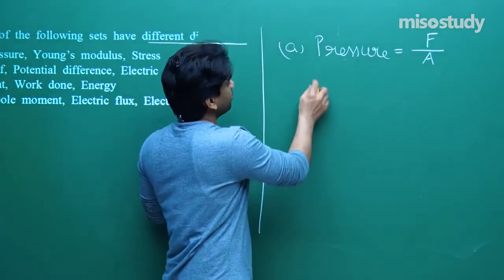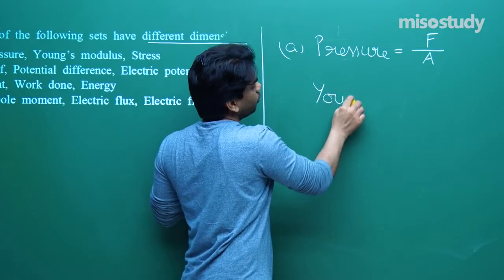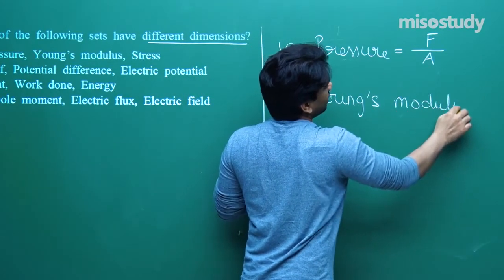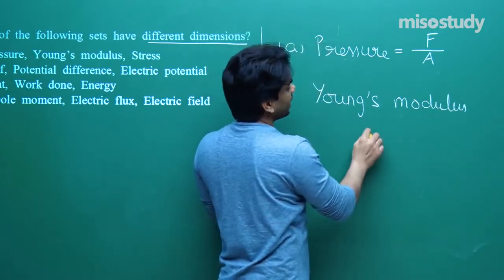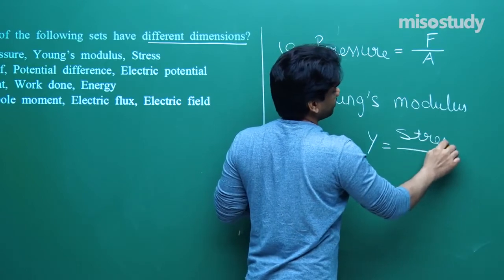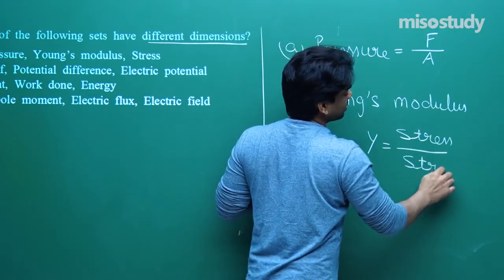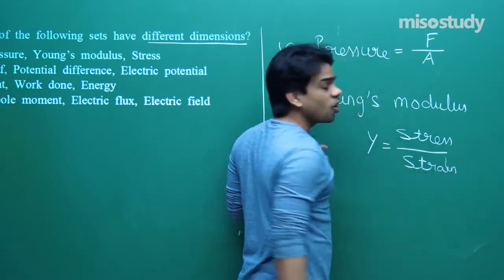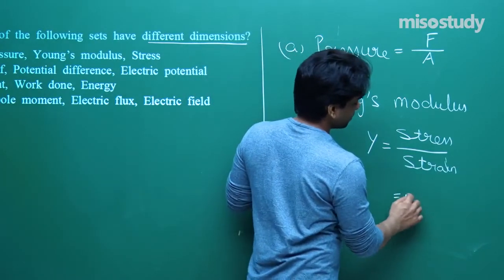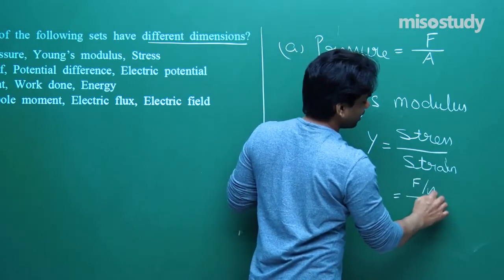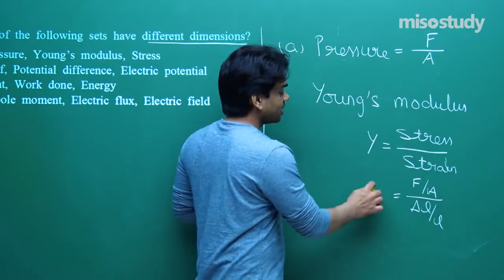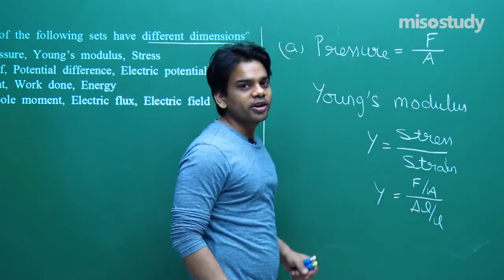I believe that you would be new to this term Young's modulus, but need not worry. In class 11th only you will learn about Young's modulus. It's given as Y is equal to stress upon strain. And what is stress? Stress is just the ratio of force applied on a particular wire with respect to the area of cross section of the wire. So it's equal to force per unit area divided by strain, that is change in length divided by length. This is the formula for Young's modulus.